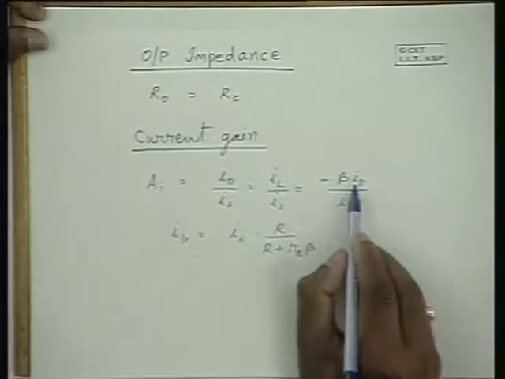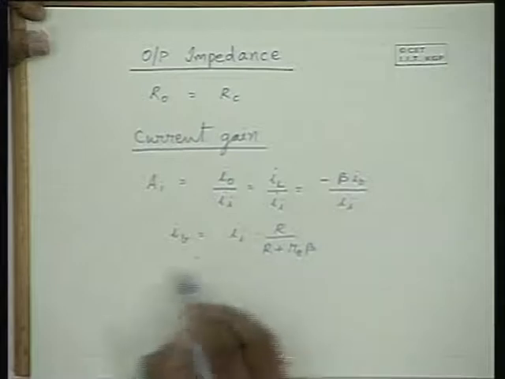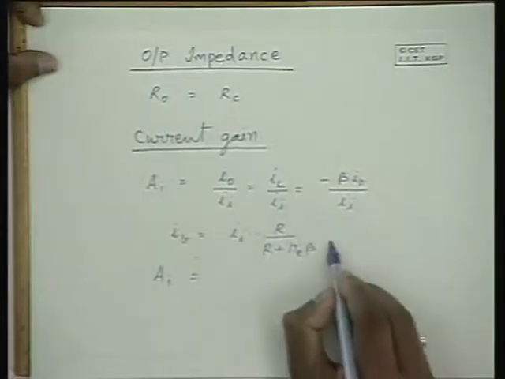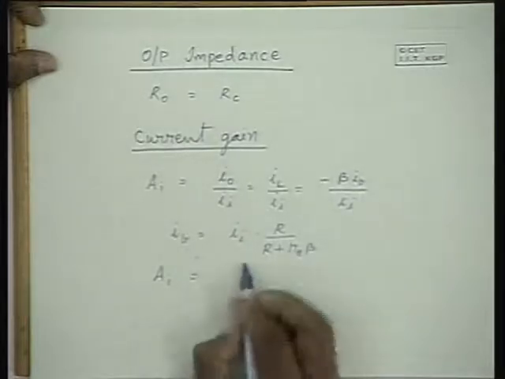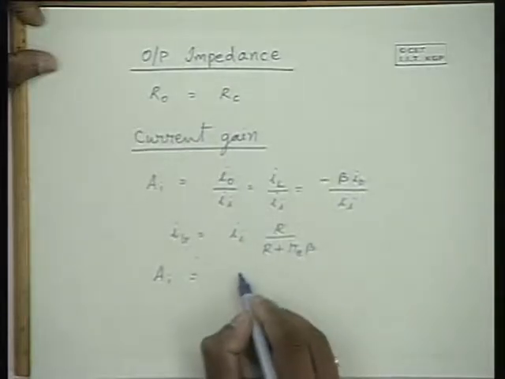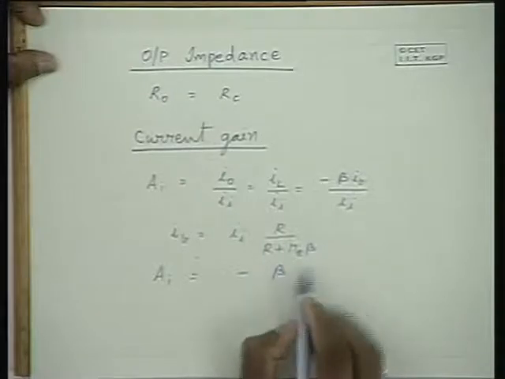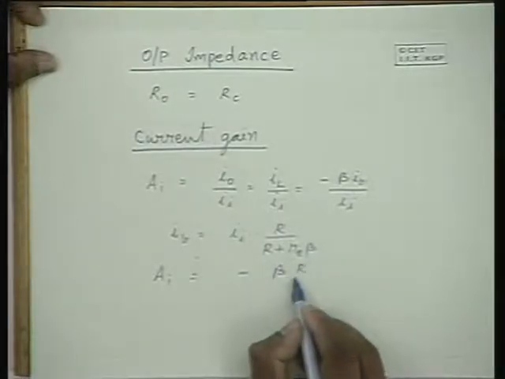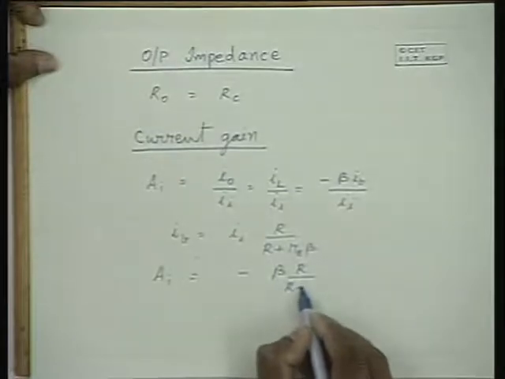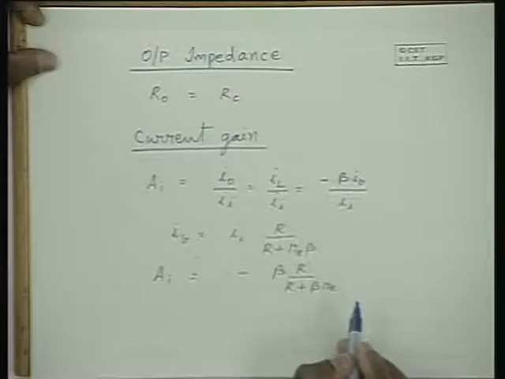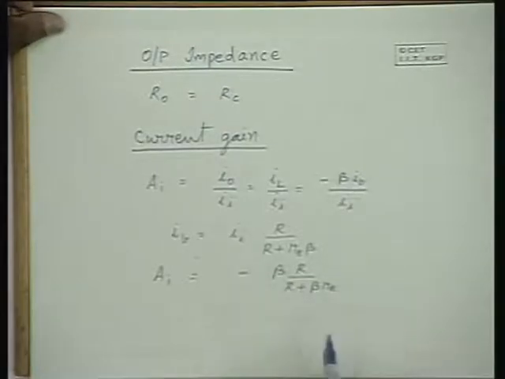Now if you substitute this expression for IB here, you will get the current gain as minus beta into R by R plus beta RE. So this is the expression for the current gain.